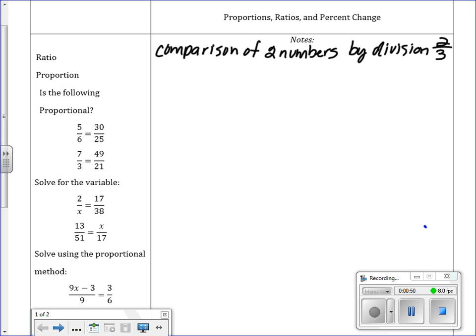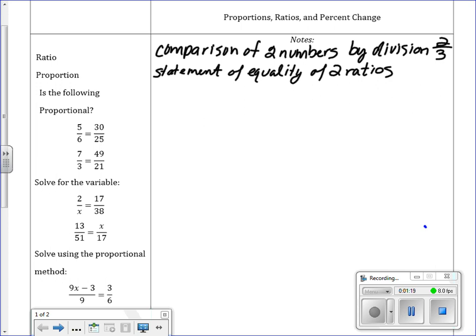Proportion means a statement of equality of two ratios. And that's what we're going to be talking about now. So the first thing that we want to review from what you had learned back in 6th grade is, are these two ratios proportional?